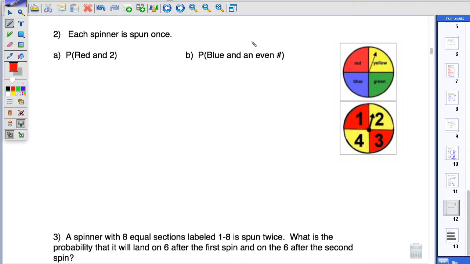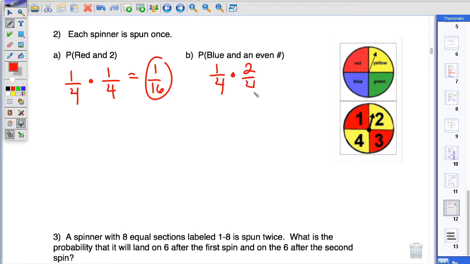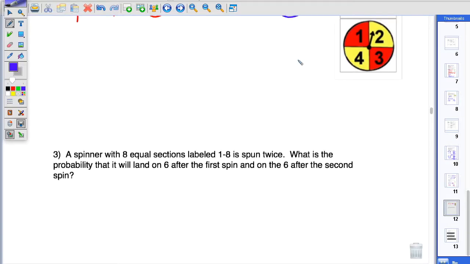Each spinner is spun once. The probability of getting a red and a 2. So we're using the 2 different spinners. So red on the first one and a 2 on the second one. Red on the first spinner is 1 out of 4 times the probability of getting a 2 is 1 out of 4. So your probability of getting a red and a 2 is 1/16. B says the probability of blue and an even number. So blue on the first spinner is 1/4. An even number on the second spinner is 2/4. We can reduce that down to a half. Multiply going across. We get 1/8.